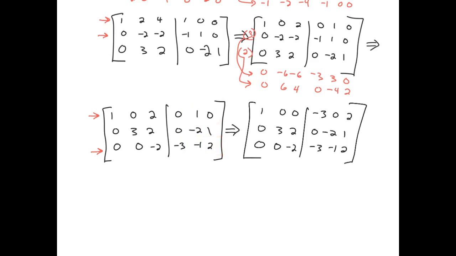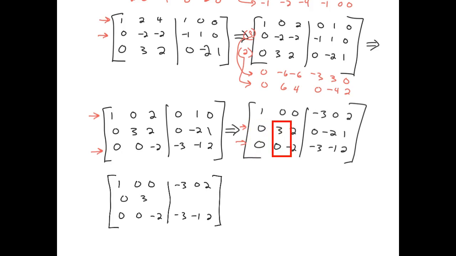Next, I'm going to add the second row and the third row. I'm going to leave the first row, and I'm going to leave the last row, and I'm going to replace the second row with the sum. So 0, 3, 0, -3, -3, 3.